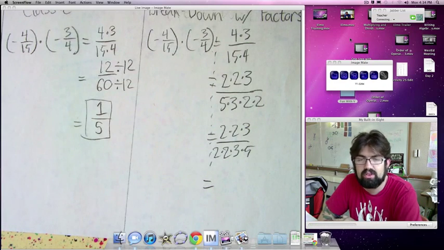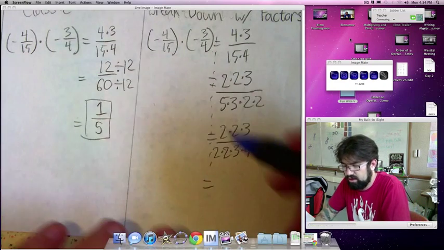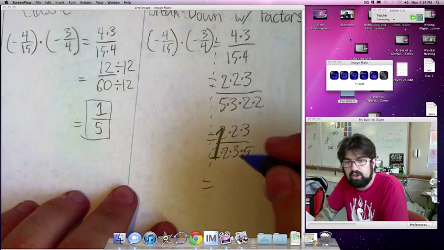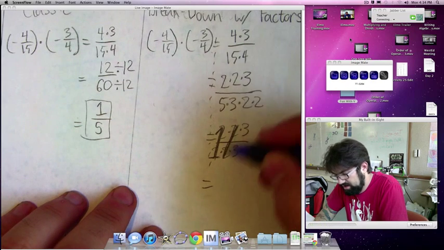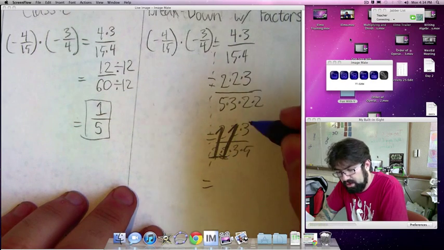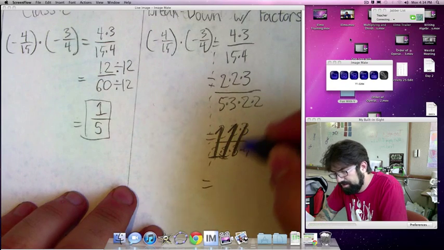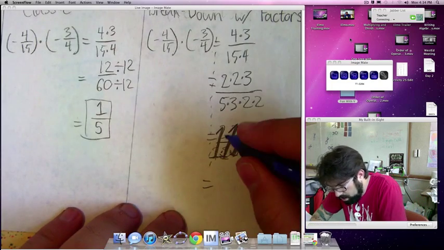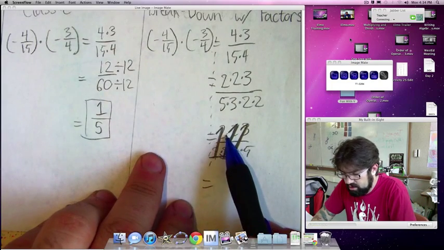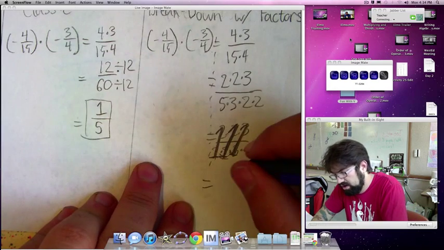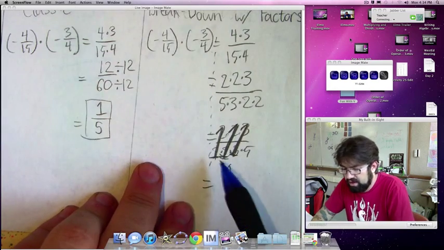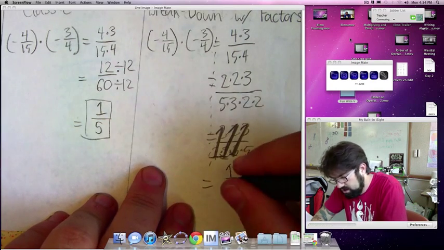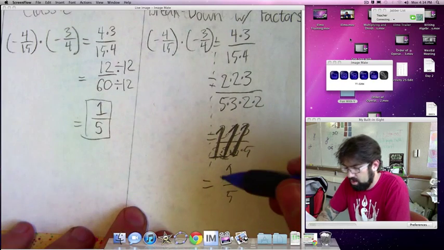Now comes the fun part. You just divide. 2 divided by 2 is 1. 2 divided by 2 is 1. 3 divided by 3 is 1. And see how they're massive ones? Because this is what I'm going to do. 1 times 1 times 1 is just 1. 1 times 1 times 1, well, that's 1 times 5 is just 5. So the answer is 1/5 over here also.